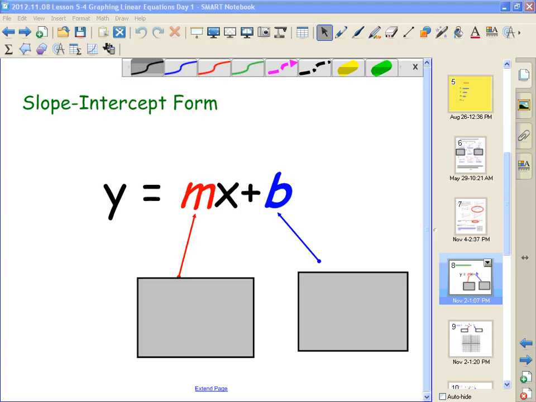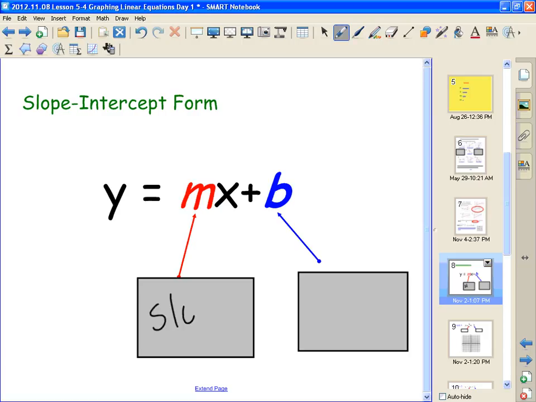Okay, for notes 5-4, we're basically going to be doing the opposite of what we did on 5-3. For 5-3, I gave you a graph and I asked you what the equation was that described it. But in notes 5-4, I'm going to give you an equation and ask you to make the graph. So remember that slope-intercept form of an equation is y equals mx plus b, where m represents the slope and b represents the y-intercept.